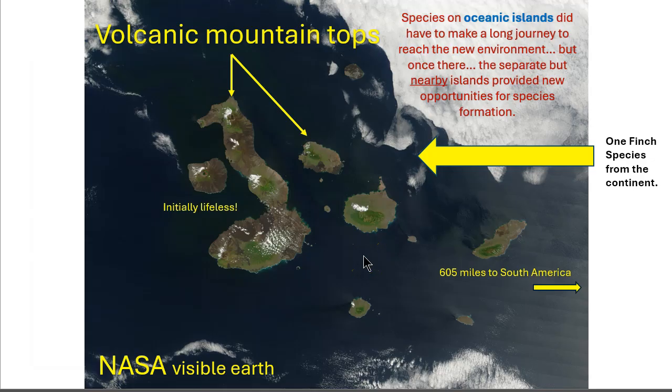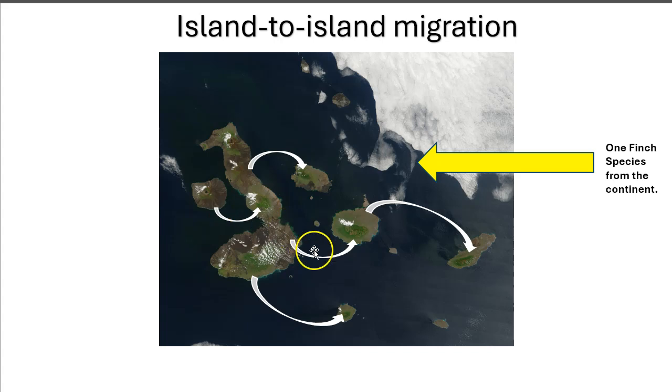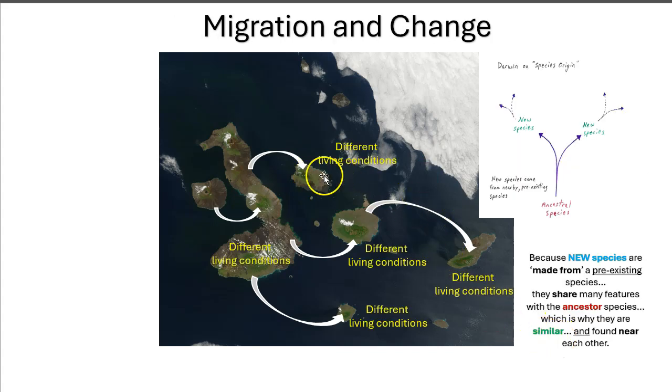And a wonderful example of this can be seen on the Galapagos Islands. So species on oceanic islands did have to make a long journey to reach the new environment, but once there, the separate but nearby islands provided new opportunities for species formation. So you recall, the claim here is that one species of finch from the continent made it out to the Galapagos Islands. But that one species of finch is going to evolve into many species of finches. Now, what triggers that? Well, we're going to have island-to-island migration. And if the different islands have different living conditions, well, then natural selection will begin to favor different kinds of adaptations to meet those differences in the living conditions.